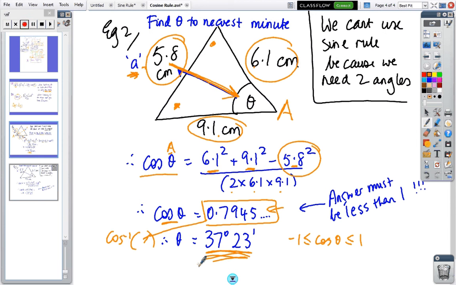Okay, so that's the end of the cosine rule, and there will be obviously some practice questions that we'll load onto Moodle. Thanks for that.